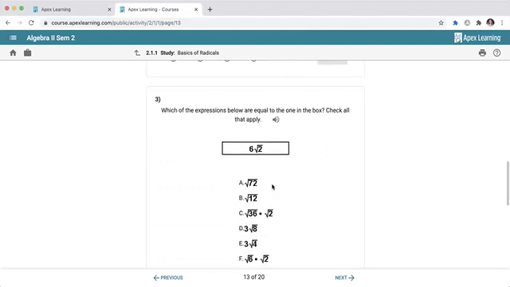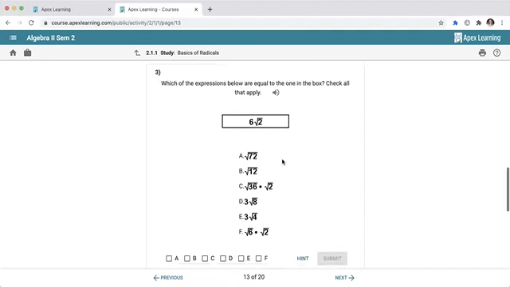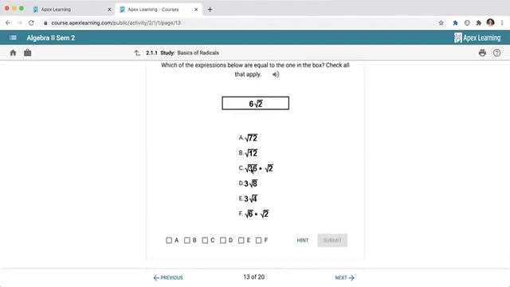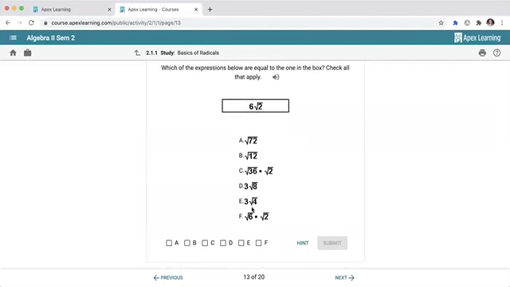All right, and then finally, same thing. Which of the expressions below are equal to the one in the box? You're going to have to take some time here and actually go through these and figure out which of them are correct. Regardless, they should all equal the same thing. And if 6 square root of 2 is the most simplified form, you shouldn't have anything simpler than that.